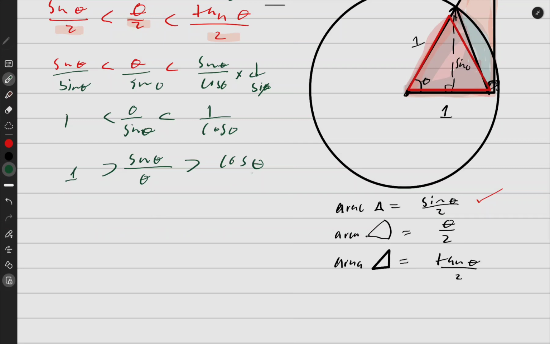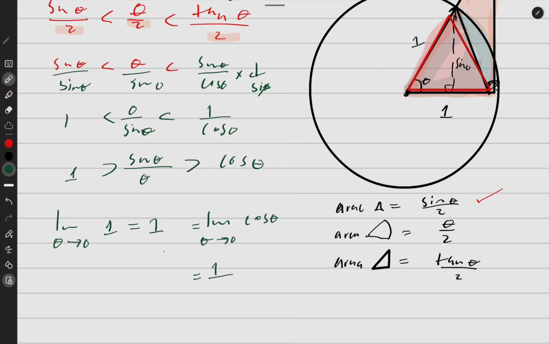Okay, so what can we do now? Let's find the limit as theta approaches 0 of 1, which is just going to be 1. That's good. And let's also find the limit of cos theta as theta goes to 0. I can just plug 0 in there, and cos 0 will have to be 1 again.